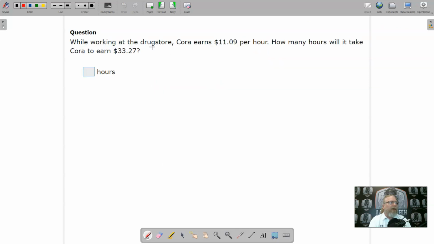While working at the drugstore, Cora earns $11.09 per hour. How many hours will it take for Cora to earn $33.27? So the amount of money she makes is a function of how many hours she works. And what is our rate? We need to know what our rate is. Well, our rate is $11.09 per hour. So this here is indeed our rate.